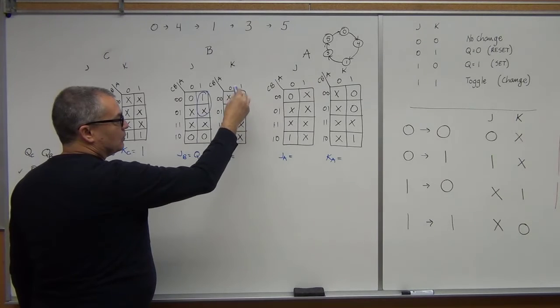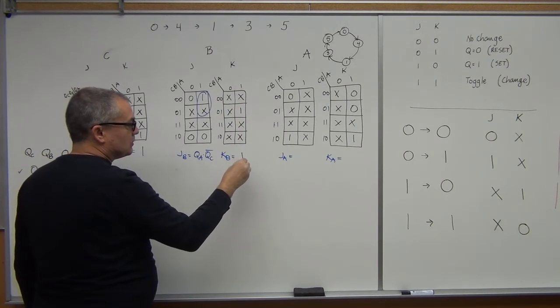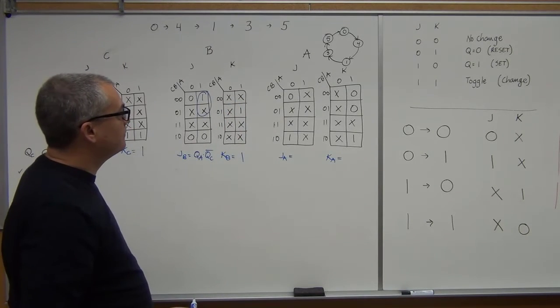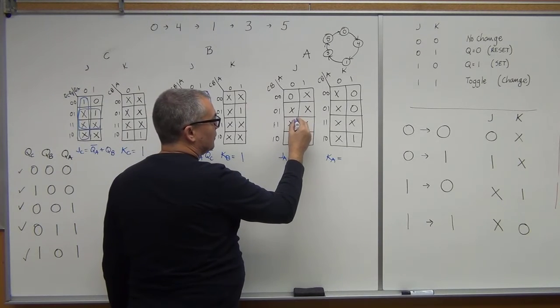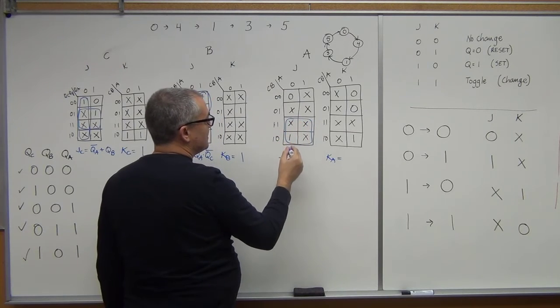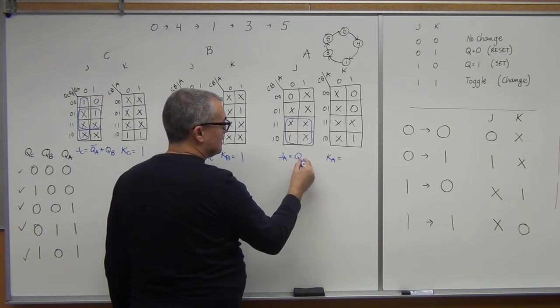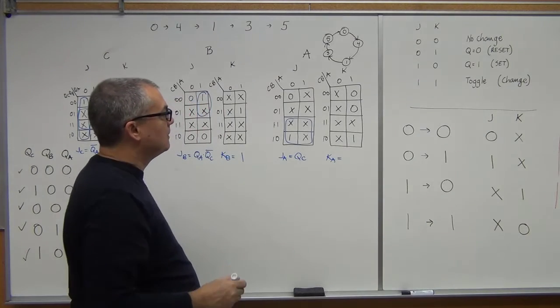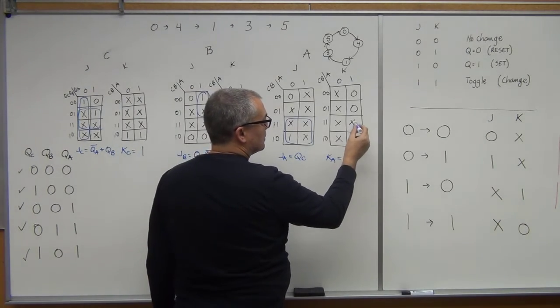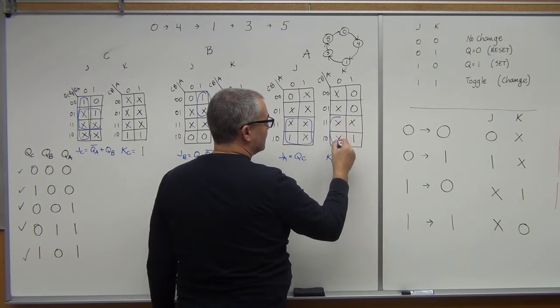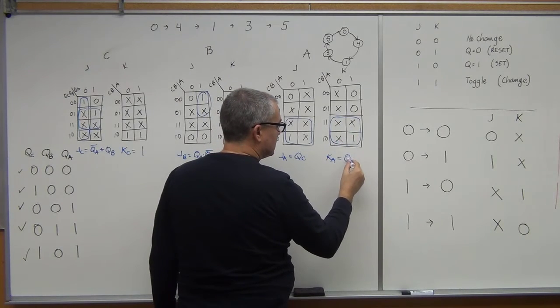Again here I can make a loop of 8. This is easy, so that's just a 1. Here I can't make a loop of 8, but I can make a loop of 4. So this is going to be simply QC. And KA looks like it's going to be the same thing actually. QC.